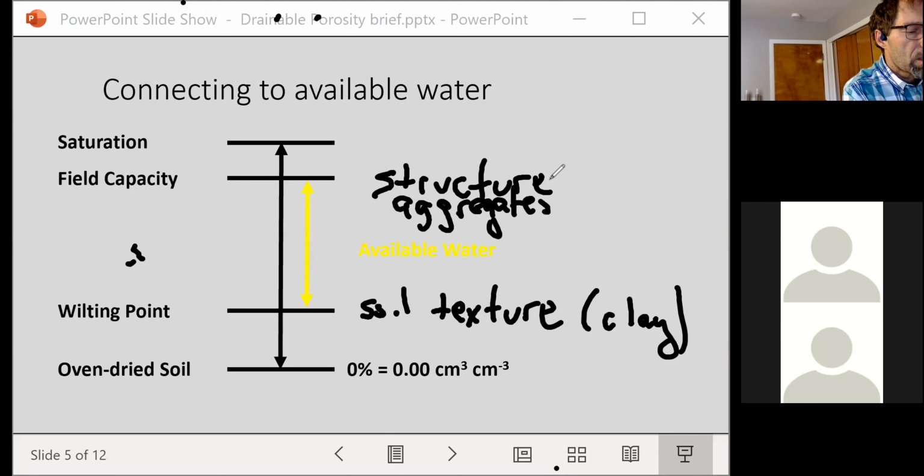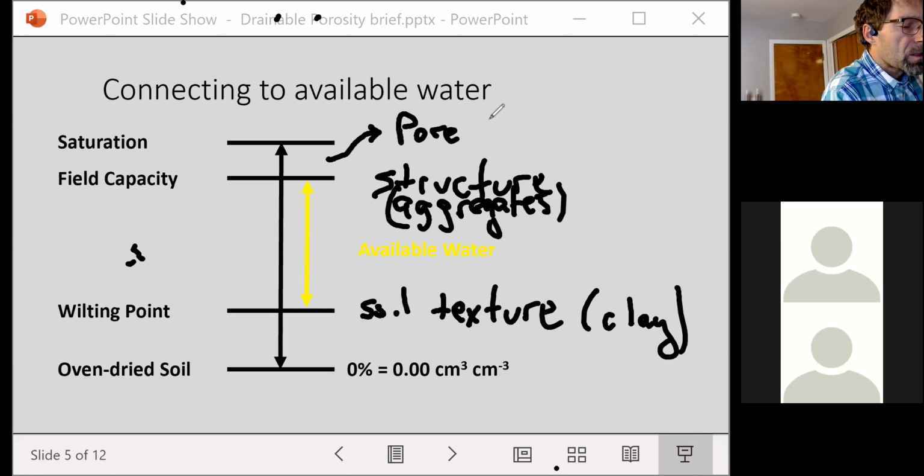In structure, we're talking about the aggregates, the size of those aggregates, and that's what determines the size of the pores. And so the difference between field capacity and saturation is going to be related to our pore size. Large pores.